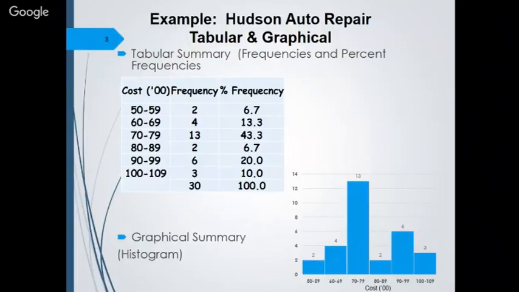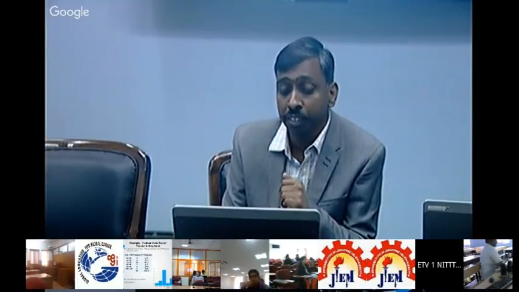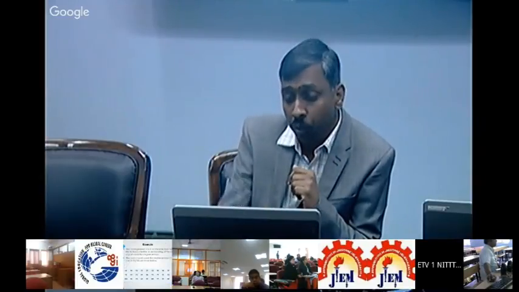We can group the data into different classes. First we have to identify the minimum and maximum of the data, and accordingly we can split the data. My minimum is around 50 and maximum is around 110. So I classified this as 50 to 59, 60 to 69, 70 to 79, 80 to 89, 90 to 99, and 100 to 109. After that, I will look into the data again.